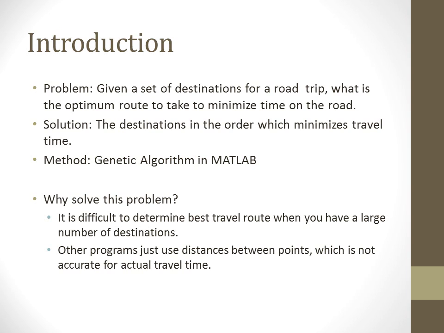An introduction to my problem. The problem is when given a set of destinations for a road trip, determining the optimum route that minimizes the time on the road. And the solution provided for this problem will be a list of destinations in the order that minimizes that travel time. And the method used is a MATLAB code that implements a genetic algorithm.